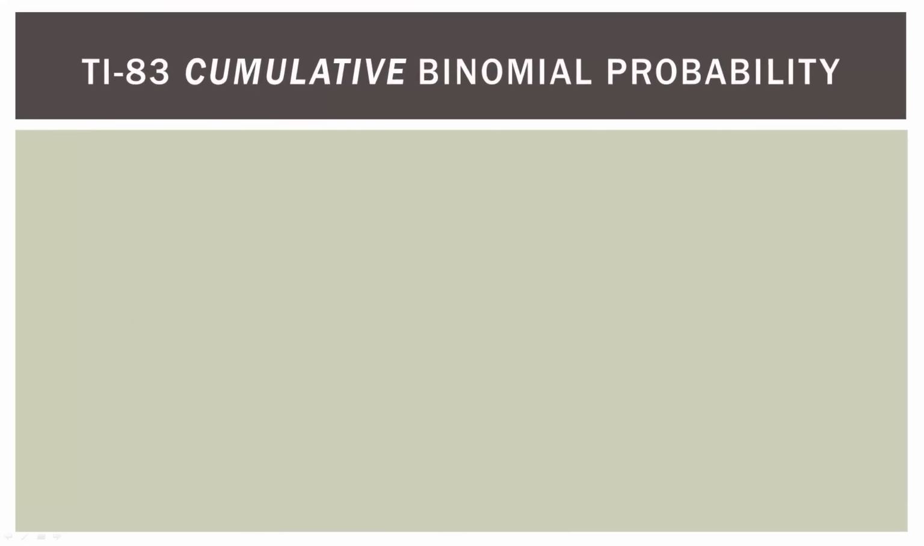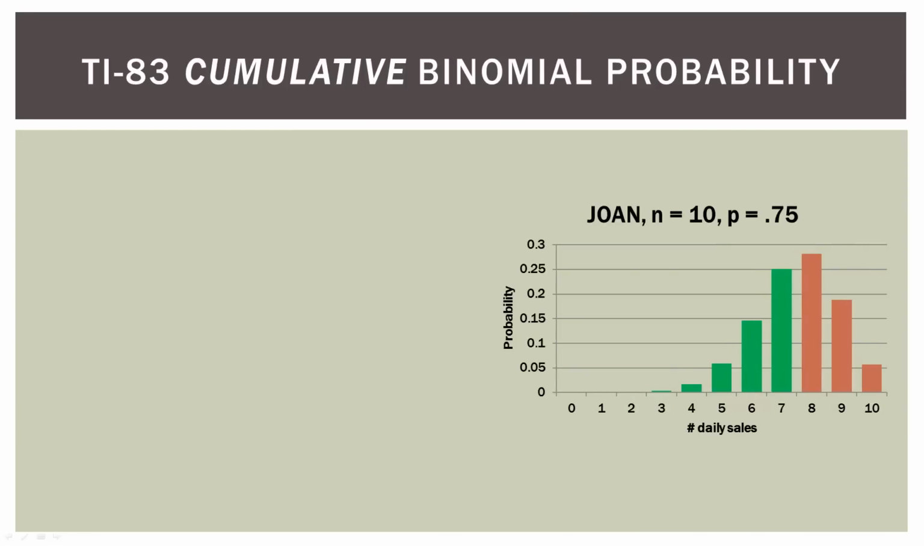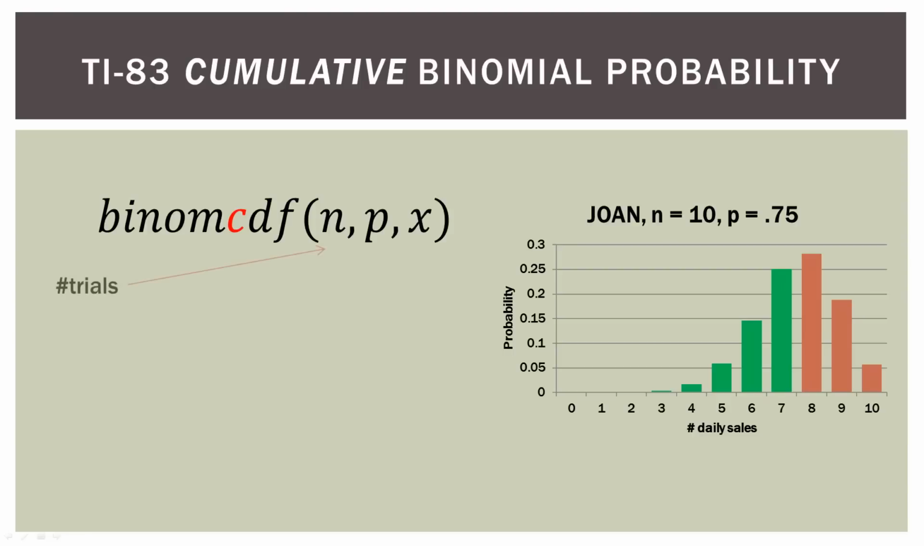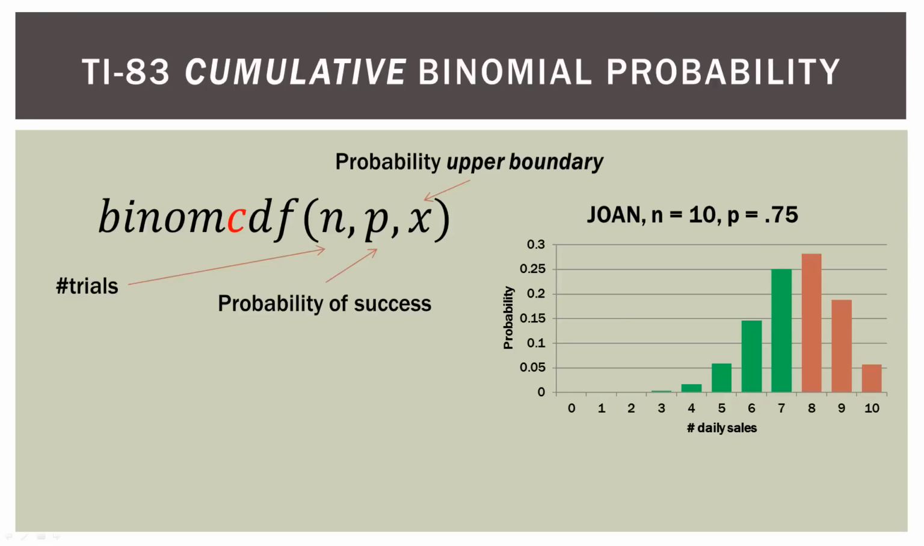Now, there's another thing we can do called the cumulative probability in the TI-83. So if you look at this graph now, we're not interested in just the 7. We're interested in everything up to and including 7. So how do we do that? Well, we use a very similar function in the calculator. It's just BINOMCDF, and that's for cumulative density, I would assume, or cumulative distribution. And it takes the same three arguments: number of trials, probability of success, and the upper boundary. So in this case, 7 is our upper boundary, and we're interested in everything leading up to it.